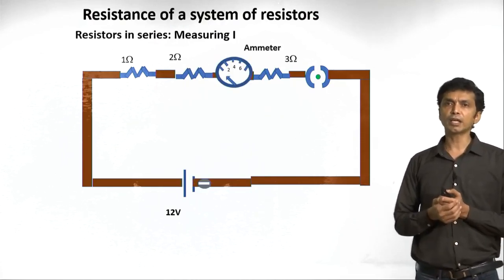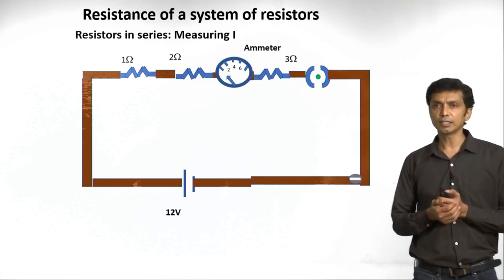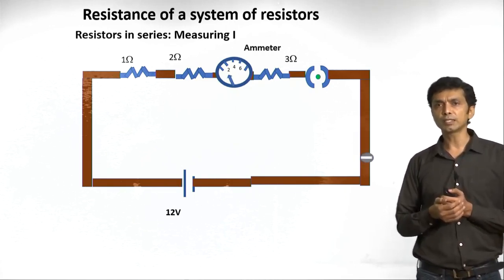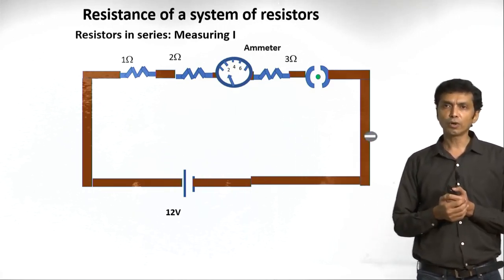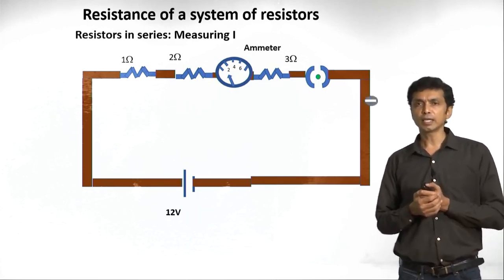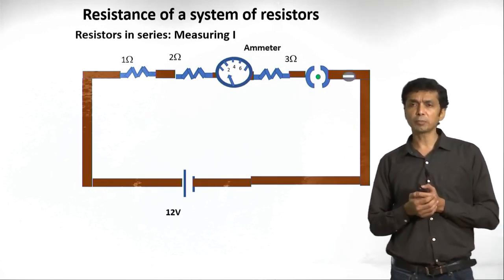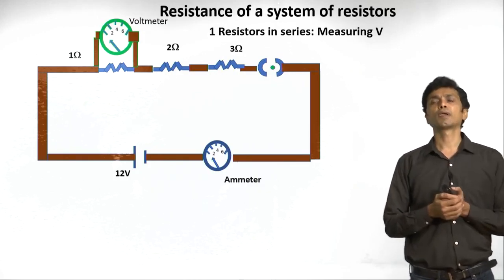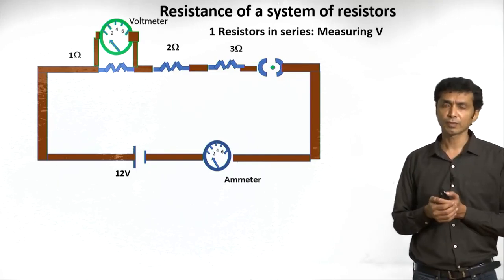Now, we will change again. Let us see what is the current that we get when we change the position of the ammeter. Again, as you can see, it is 2 amperes. So, what is the conclusion? The conclusion is that when resistors are connected in series, no matter where you connect the ammeter, the current does not change.